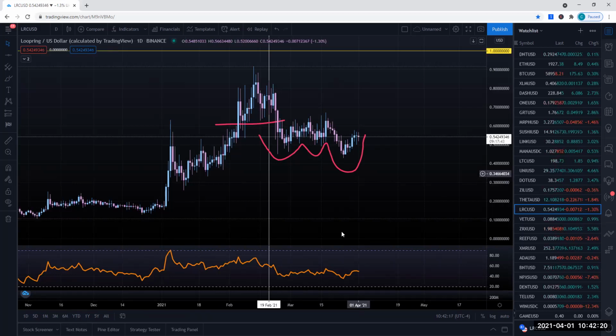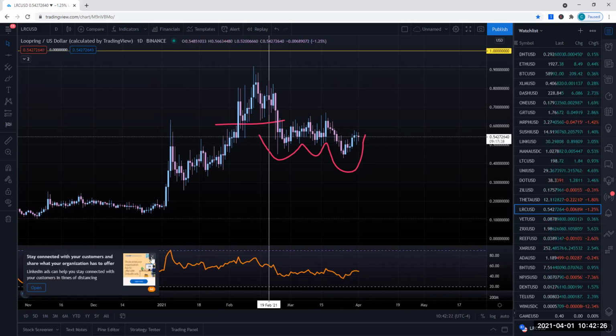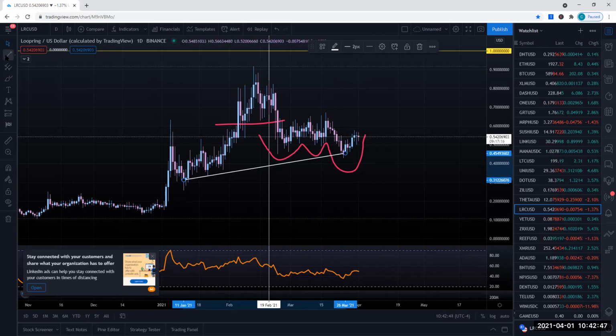But Loopring does look like it is still pretty bullish. We do have a bit of divergence here on RSI starting to paint out. So I do like how this is starting to form. We have this divergence here from March 6th to pretty much January 11th. And then RSI is pointing downwards, price action is pointing upwards. So this to me is signifying that this is going to be a very bullish move.